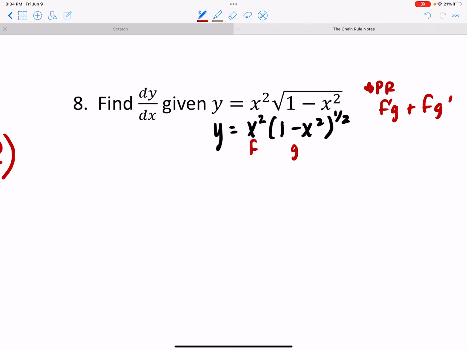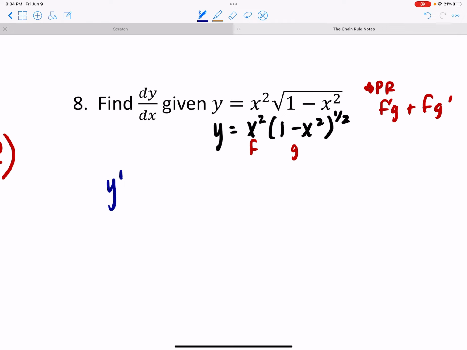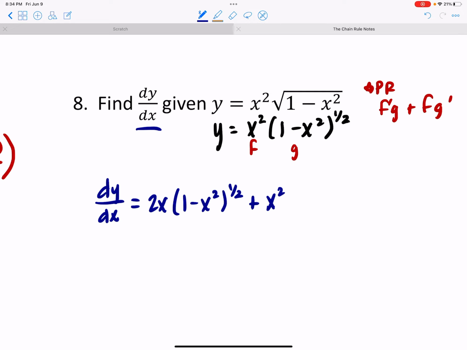So if I multiply by the derivative of f, let's go here, so y prime, or dy dx, let me use the notation that it's asking me to use here. dy dx is going to equal, so again, f prime, so the derivative of x squared would be 2x. That's going to be multiplied by g as is, so 1 minus x squared to the 1/2. And then I'm going to add f as it is, which is x squared, and that's going to be multiplied by g. Now g is this function, is this composition of functions.